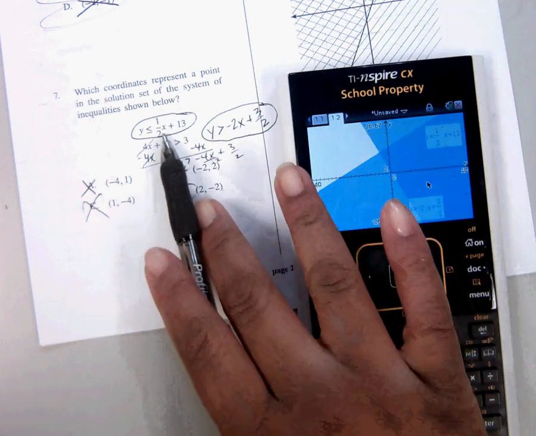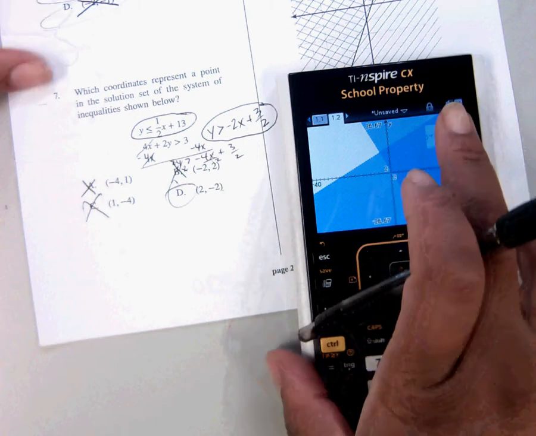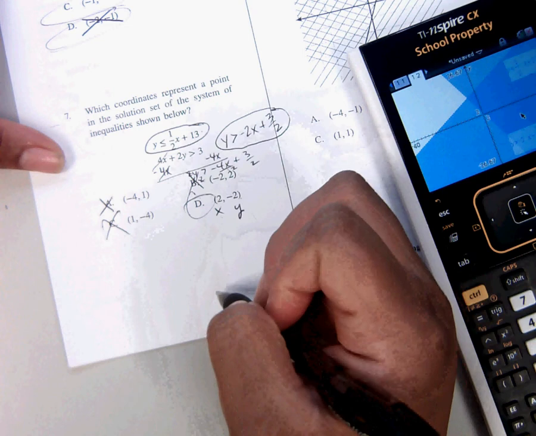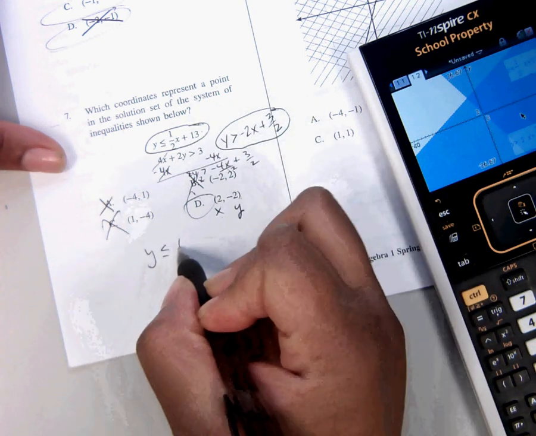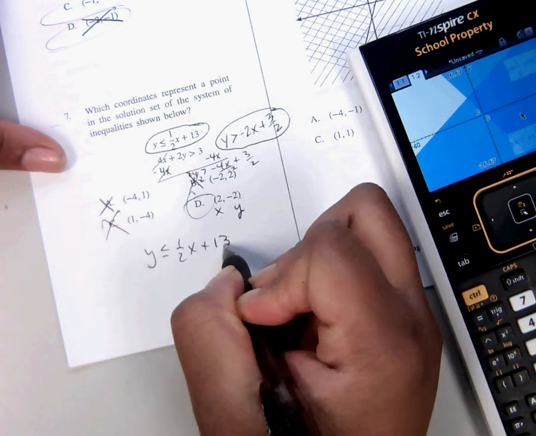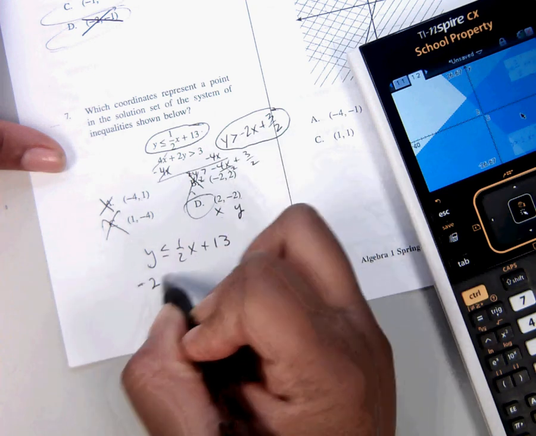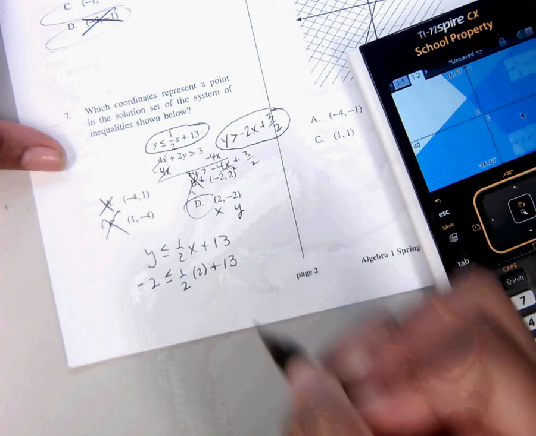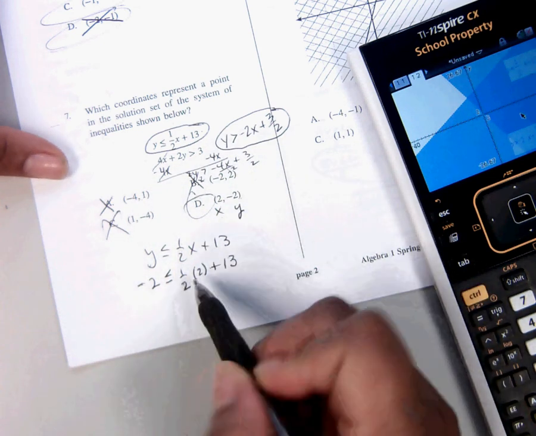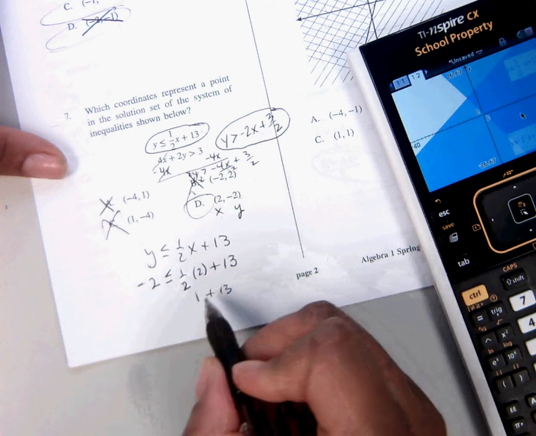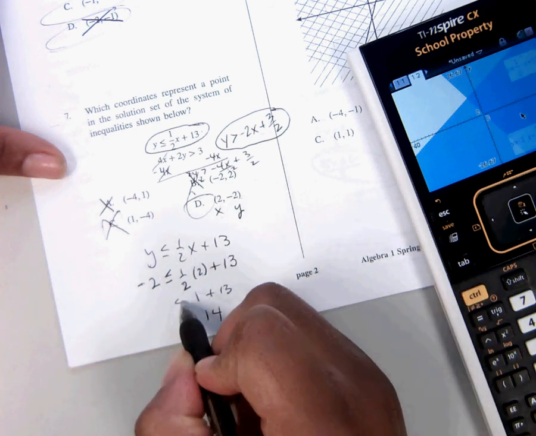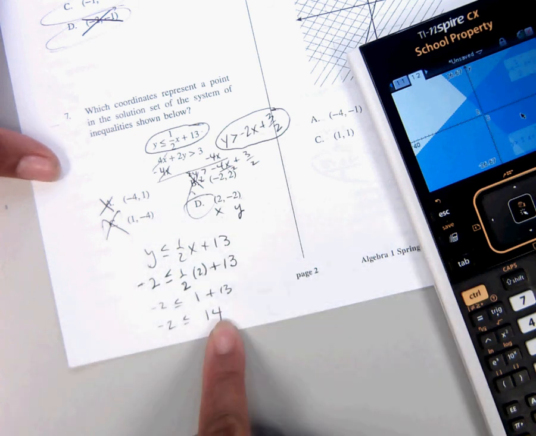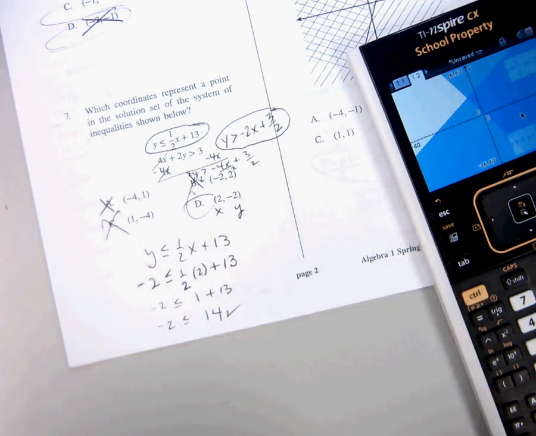You can check it also just by plugging it in. This should work for both of those, and let's do that real quick. Y is less than 1/2 x plus 13. So, is it true that -2 is less than or equal to 1/2 times 2 plus 13? Well, what is 1/2 of 2? 1. What is 1 plus 13? 14. Is -2 less than or equal to 14? It's less than, so it is a true statement.